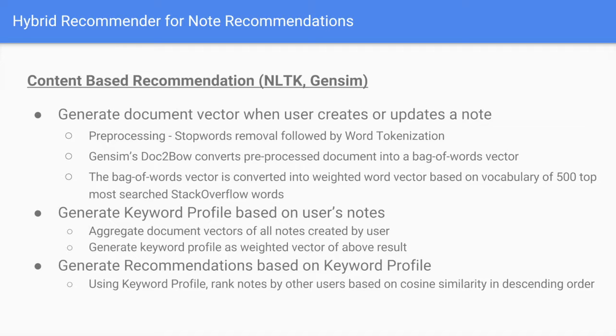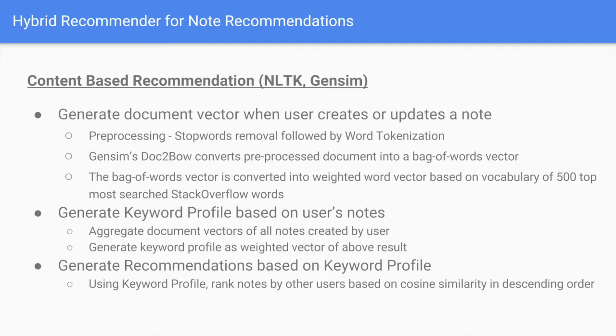Talking about the content-based recommendation, we use libraries like NLTK and Gensim. We started by generating a document vector when a user creates any node. We pre-processed it, removing the stop words, and then tokenized the words. We use the doc2bow function to convert the pre-processed documents. We also generated a keyword profile based on the user's nodes.